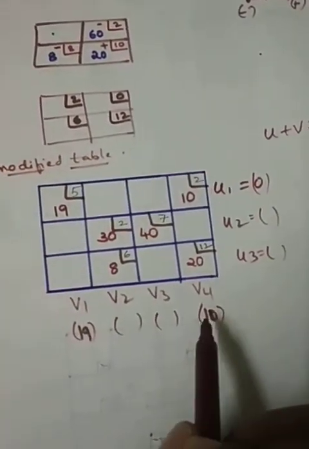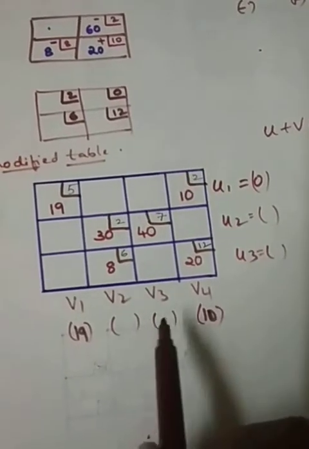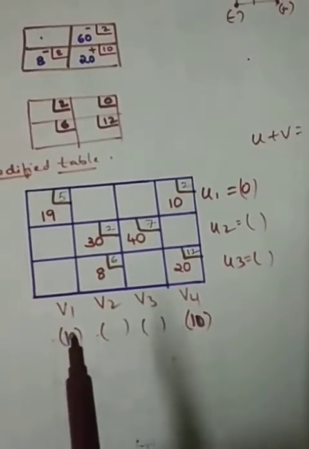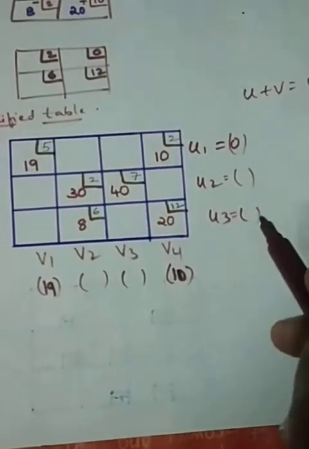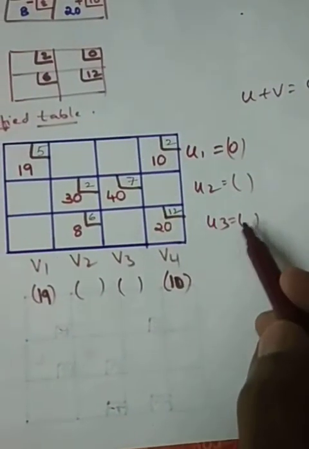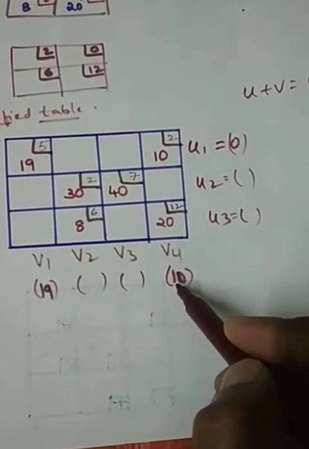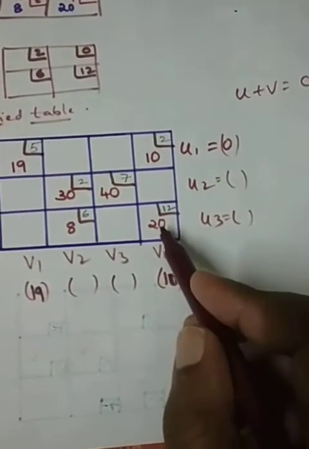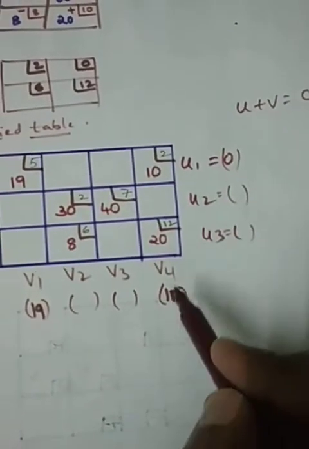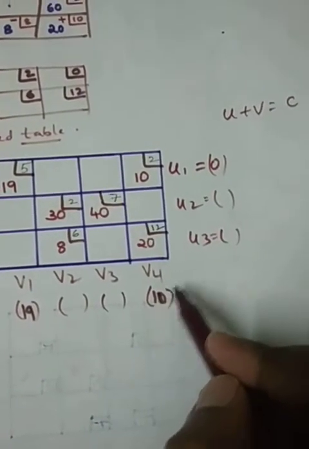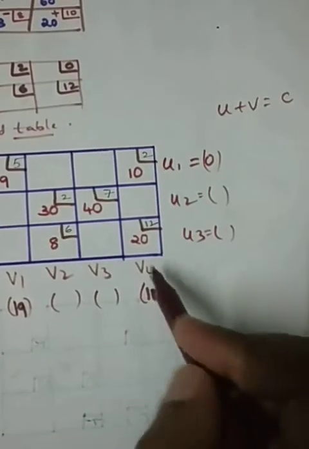With respect to these values, you can get the other values also. Now how do we get that particular other value? Let us verify it. So now you have the value of U3 as something. Next V4 as 10. Something plus 10 should become this particular value, so this something plus 10 should become 20.